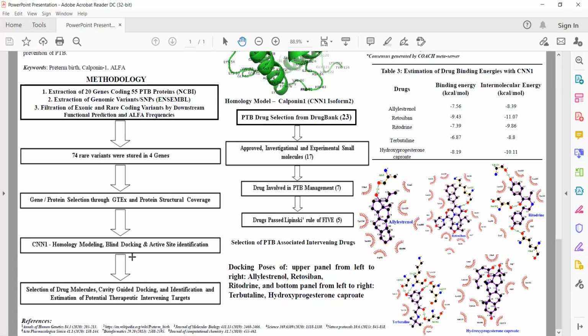We use hydroxyquinone to have cavity guided docking, and then the identification of estimation of potential therapeutic intervening targets in order to prevent or stop the molecular process or physiology of preterm birth. So this is our methodology.